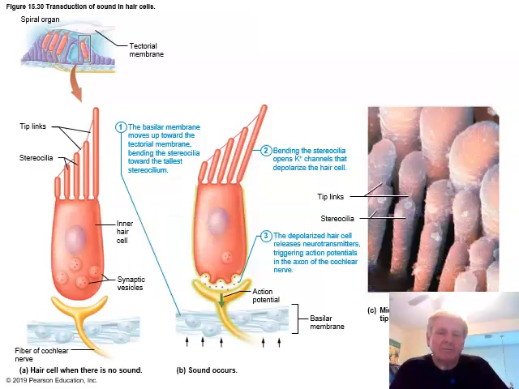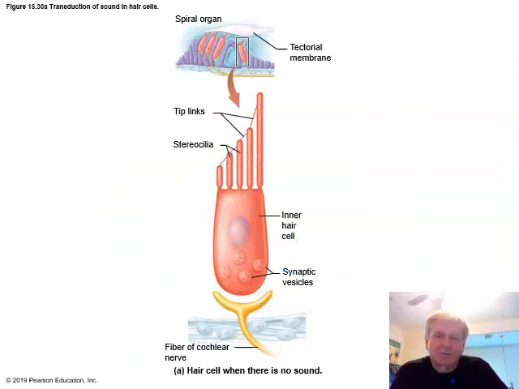So the basilar membrane will move up toward the tectorial membrane, bending the stereocilia toward the tallest stereocilium. Bending the stereocilia opens up the potassium channels that then depolarize a hair cell. Now you've got a depolarized hair cell that releases neurotransmitters that triggers an action potential in the axon of the cochlear nerve. Remember, the brain can only read action potentials.